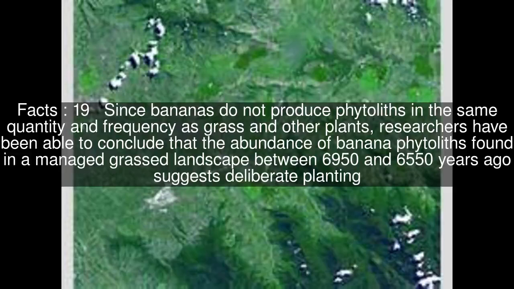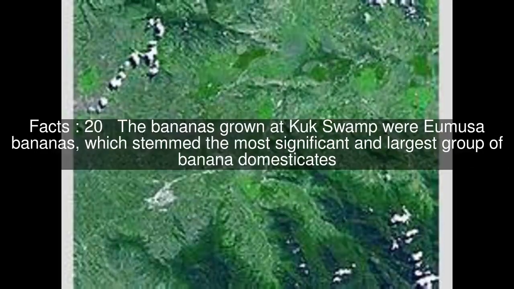able to conclude that the abundance of banana phytoliths found in a managed grassed landscape between 6,950 and 6,550 years ago suggests deliberate planting. The bananas grown at Kuk Swamp were Yamusa bananas, which stemmed the most significant and largest group of banana domesticates. This makes Kuk Swamp one of the earliest sites for the development of agriculture in the world.